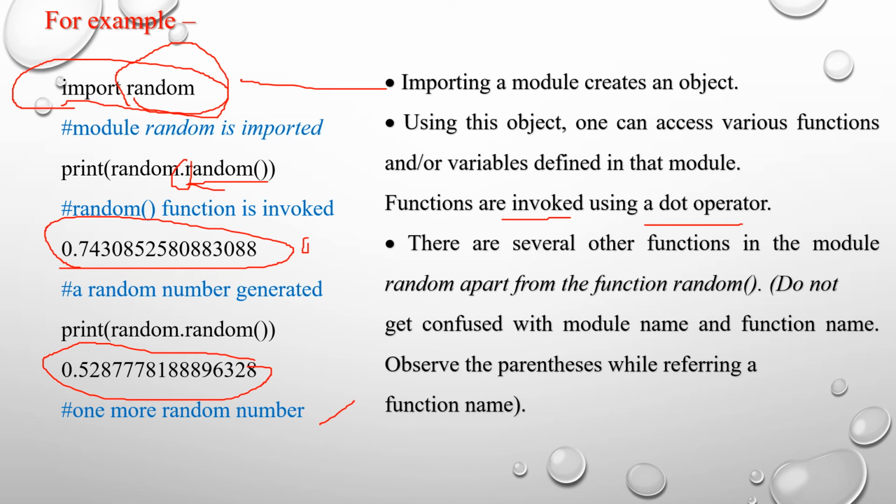There are several other functions in the module random apart from the function random. Do not get too confused with the module name and function name. Observe the parentheses while referring to a function name. So random() is the function name and random is the module name.